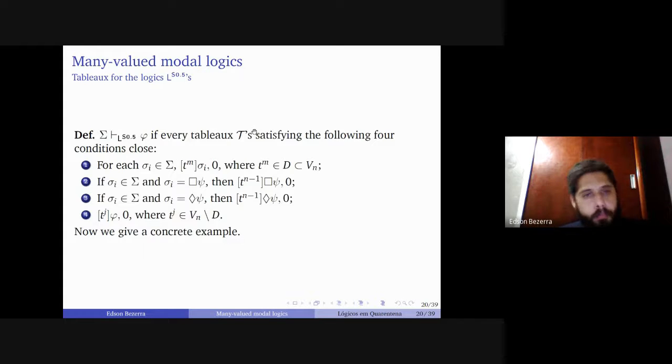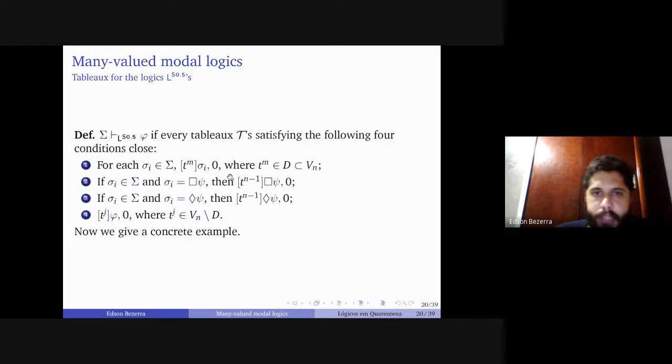So the definition of proof: we have that this set of formulas sigma proves phi if every tableau T satisfying these four conditions closes. So for every premise, we have the signed formula with a designated value. The modal formulas receive only T n minus 1, that is 1. And conclusions receive here a non-designated value in the label. So a tableau closes, and the relation of provability is defined with these four clauses.